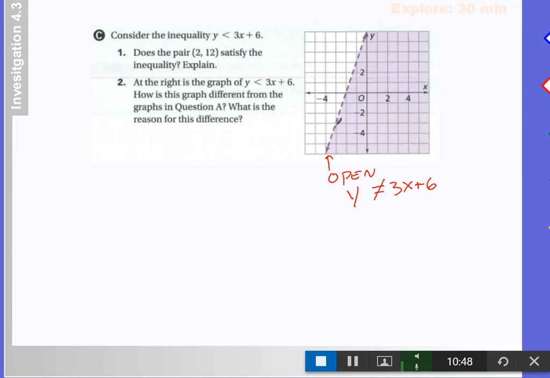So this is still a boundary line. It's saying that at this point, the shading is going to end because everything on this side is not going to satisfy the inequality. But everything on this side will satisfy the inequality. So for the open line, we're going to be using the less than symbol or the greater than symbol.